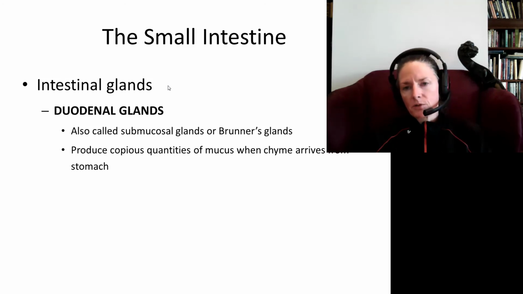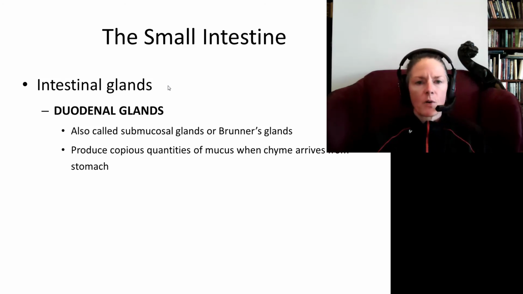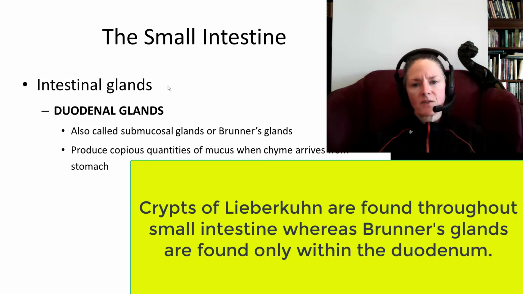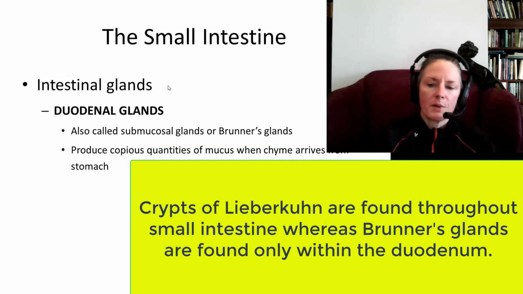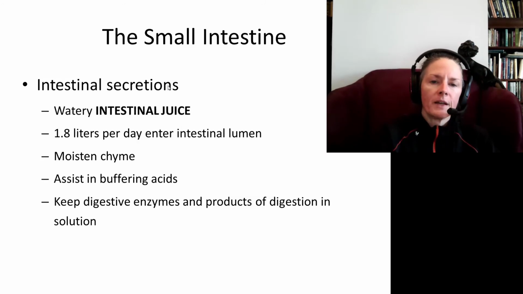All right, so our duodenal glands, if we go back a little bit, I've already talked about the crypts of Lieberkühn, which we find in the jejunum quite a bit. We have duodenal glands that are also called Brunner's glands, and these are submucosal glands, and these are going to be producing lots and lots of mucus. And this is important because when the chyme comes from the stomach, it's going to be quite acidic.